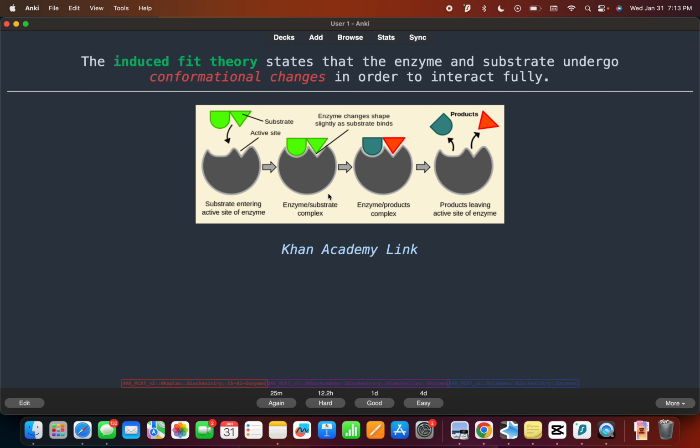Substrate entering active site. Enzyme substrate complex, ES. It changes shape slightly as substrate binds. And you leave the active site with different shapes.